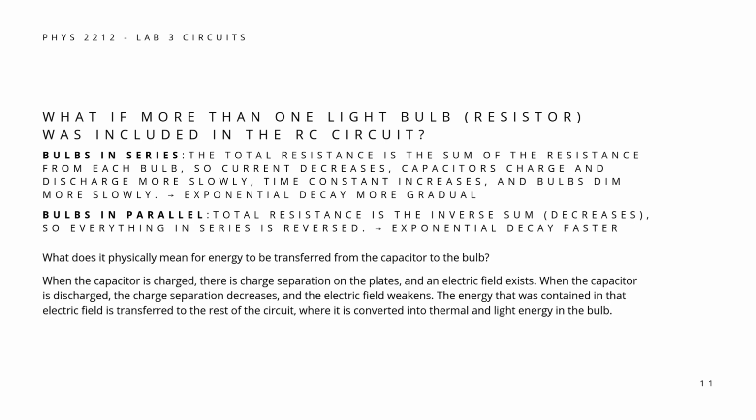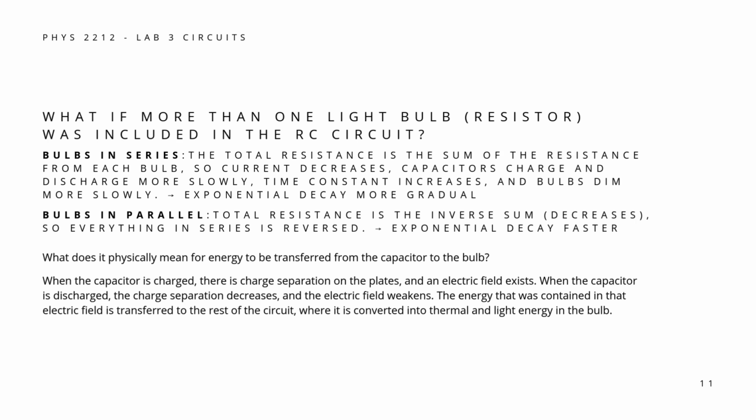The first question we want to ask ourselves to conclude this lab is, what if we had more than one light bulb or resistor included in the RC circuit? If those bulbs were in series, the total resistance is the sum of the resistance from each bulb. This is going to increase the resistance. So current decreases, the capacitor charges and discharges more slowly, the time constant increases, and the bulbs dim more slowly. This results in a graph where exponential decay is more gradual.